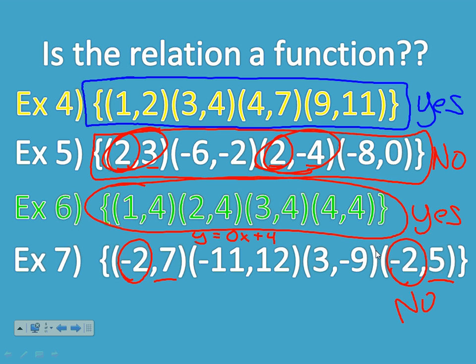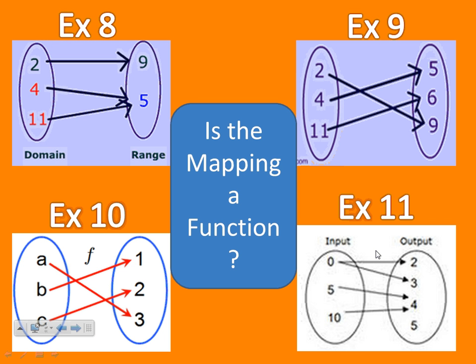Okay, so that's one way for them to ask you, just to give you a set of points, a relation. Here is another way for them to ask you, and this is called a mapping. It's still a set of points. It's just written with a little map here, okay? This says when x is 2, what is y? What's it pointing to? 9. That's your y. Okay, when x is 4, what's your range? 5. When x is 11, what's the range? 5. It's pointing to 5 as well.